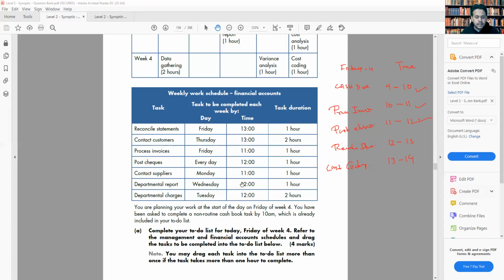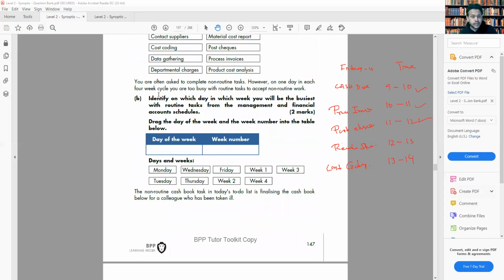Okay, so let's move on and have a look at the next question. You are often asked to complete non-routine tasks. However, on one day in each 4-week cycle, you are too busy with routine tasks to accept non-routine tasks. So identify on which day in which week you are busiest and you cannot take any non-routine tasks.